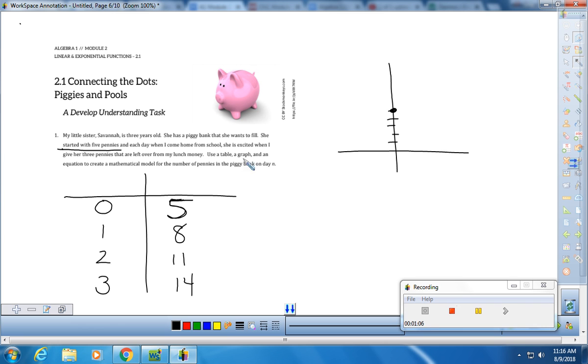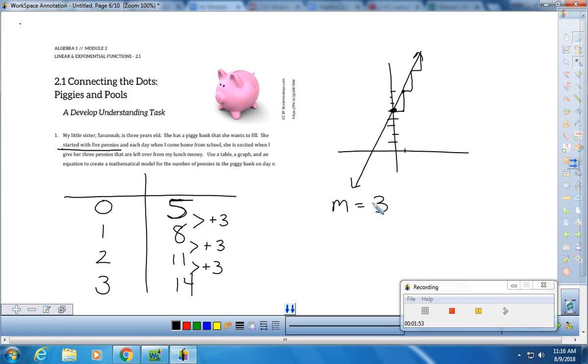It says use a table, a graph, and an equation to create a mathematical model for the number of pennies in the piggy bank. So here's my table. My graph, well, every time I go over 1, I go up 3. And let's see, what is this equation? Well, what's going on each time? We're going up 3. Over 1, up 3. Over 1, up 3. That's our slope.